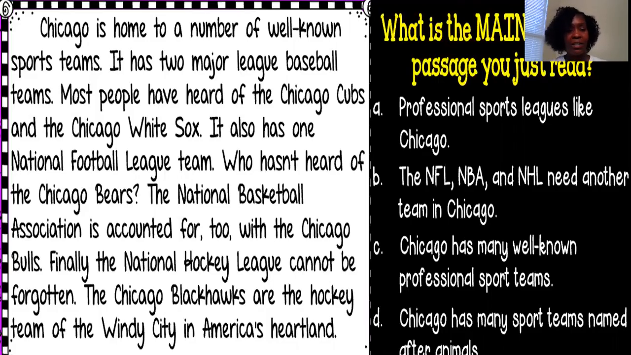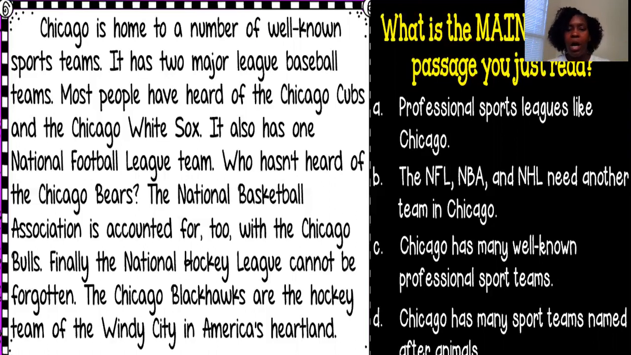The National Basketball Association is accounted for too, with the Chicago Bulls. Finally, the National Hockey League cannot be forgotten. The Chicago Blackhawks are the hockey team of the Windy City in America's heartland. So it looks like Chicago has a sports team for every major sport. But let's see what the main idea of this passage was mostly all about.